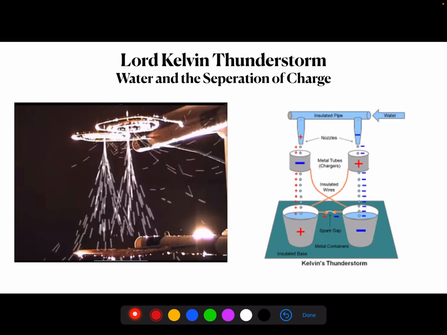Okay, so we want to talk about lightning, and lightning is yet another one of those things that is going to be very challenging to explain because we just don't know a lot. That's the problem with this, is we're not sure about a lot of things. But what is a great experiment to have a look at is called Lord Kelvin's thunderstorm. So this is a really old classic experiment with water. I'm going to play this video.